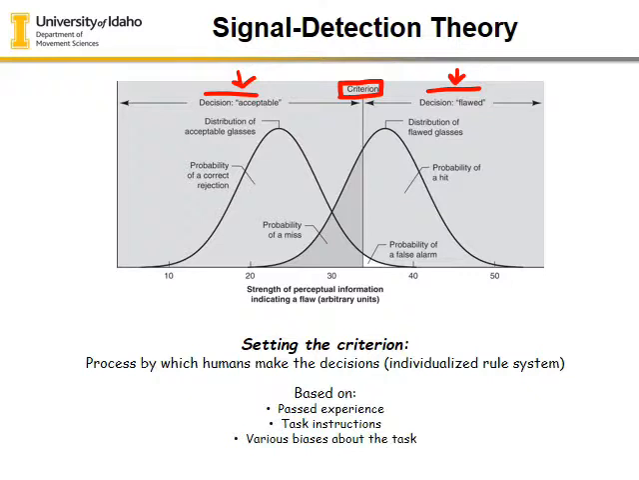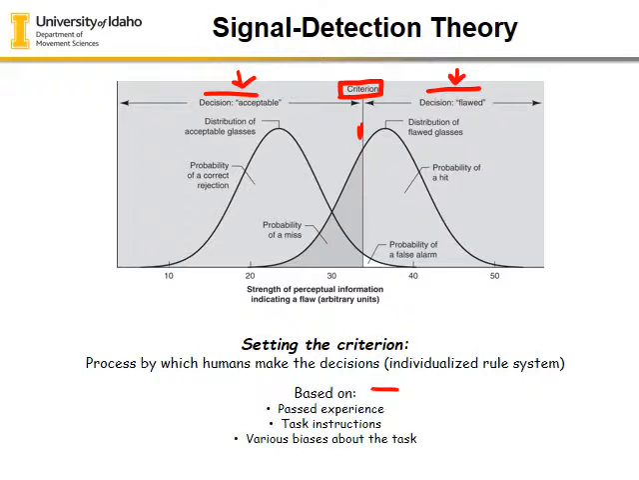It's not what's actually happening. It's not whether or not the glass was actually flawed or not, but it's the ability of this individual to say, I think it's flawed, so I'm going to take it off. So what sets this criterion, right? It's a process that we make in our individual systems that is based on a couple of different things. It's based on, and that's down here, our past experiences, whatever the instructions for the task were, and then our various biases about the task, right? And we'll talk about a few of those.